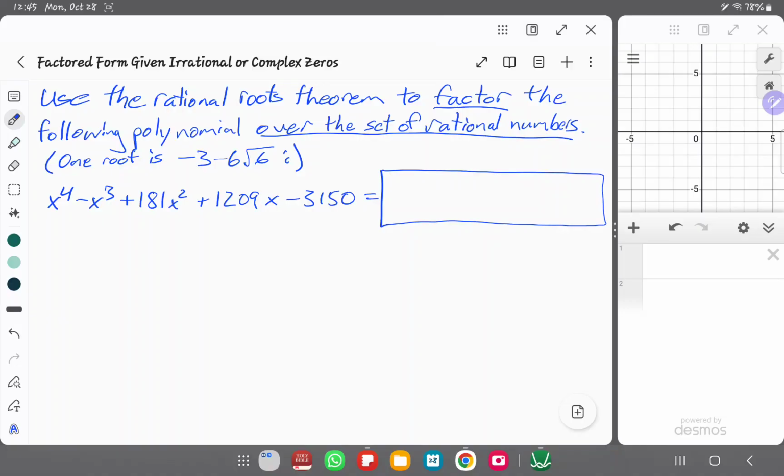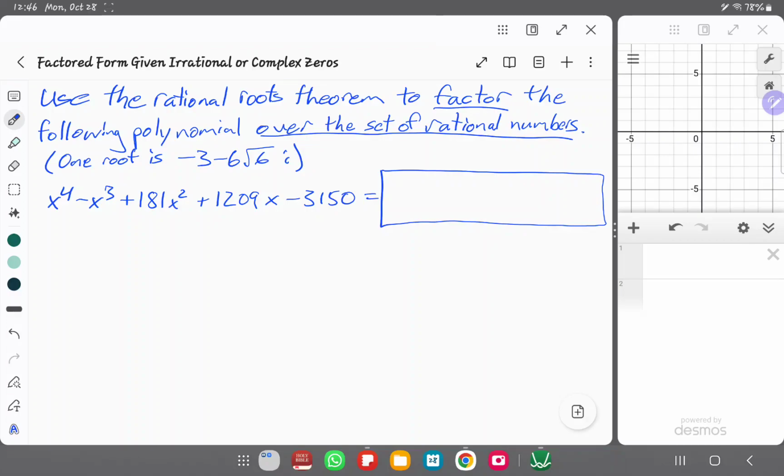Now, if you are not using a graph, this hint is going to be useful in one way, because you could know that its conjugate is also a 0, right? So if this is a root, -3 plus 6 root 6i is also another root. And then there's two more out there, so you could try to use those to find the other pieces.